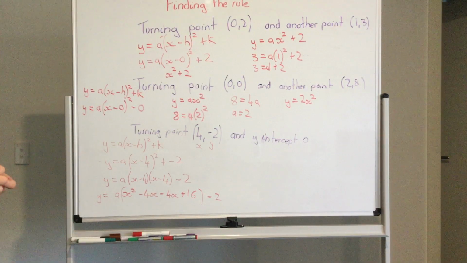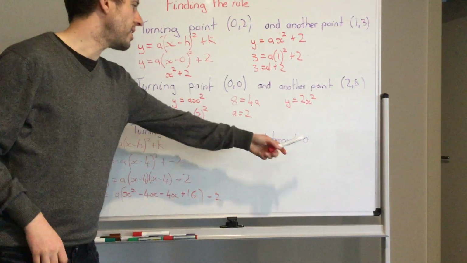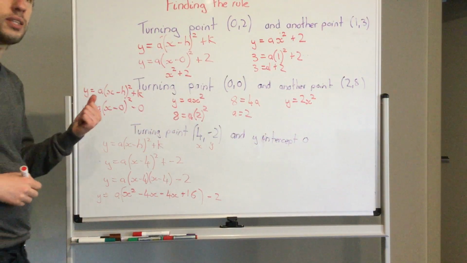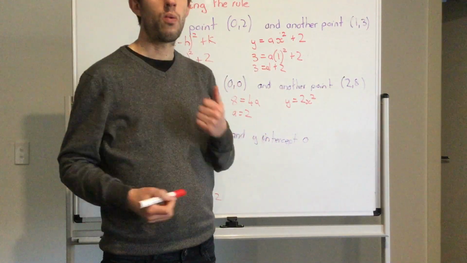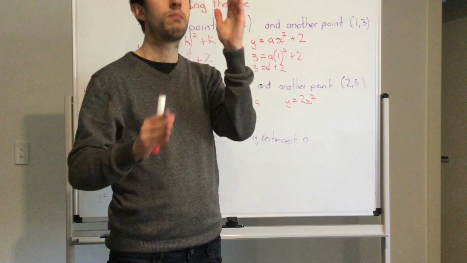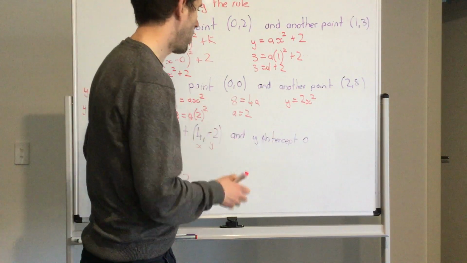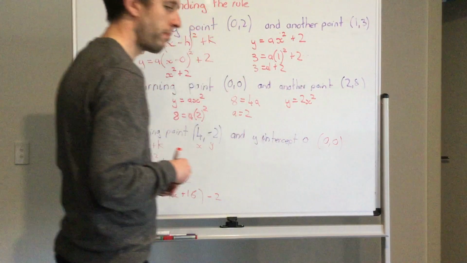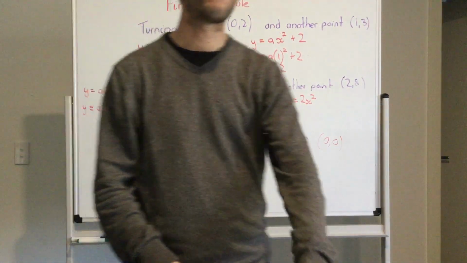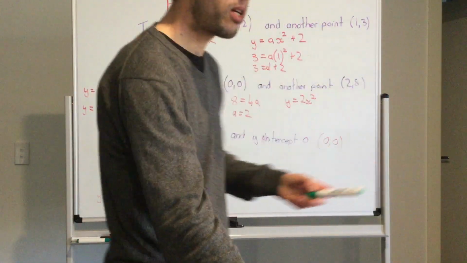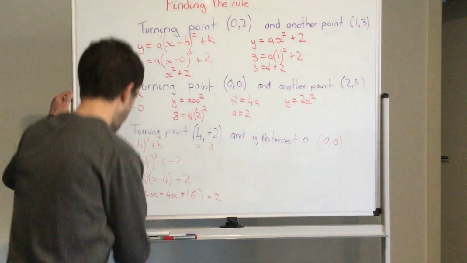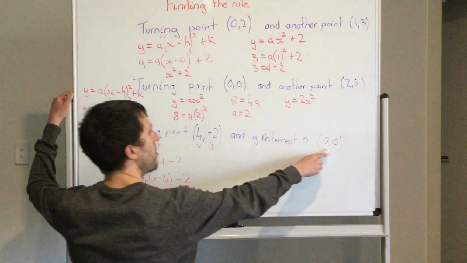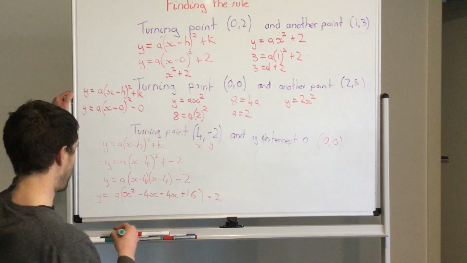I'm going to look at the next part, and it says the y-intercept is 0. So the y-intercept, what will x be? Well, the y-intercept is 0, so x also must be 0. So I know that the point will be (0, 0). That's really good information for us to be able to see. Now, I'm just going to substitute 0 and 0 into x and y.